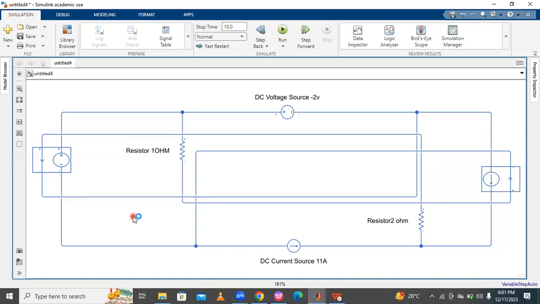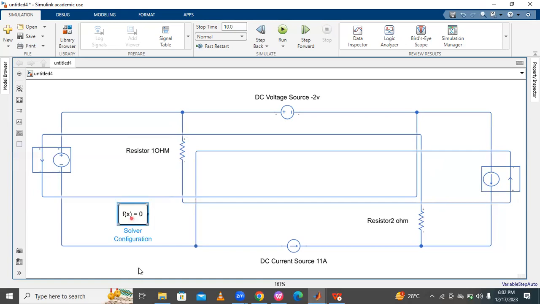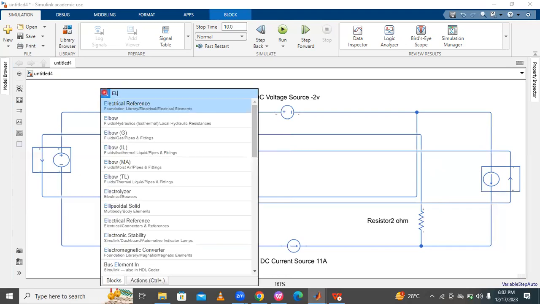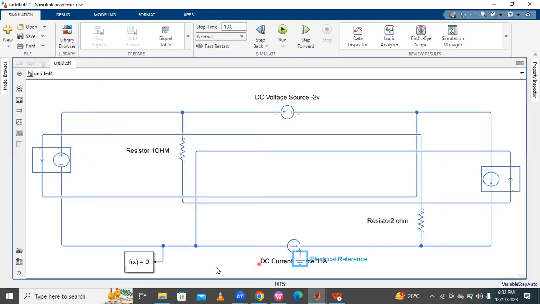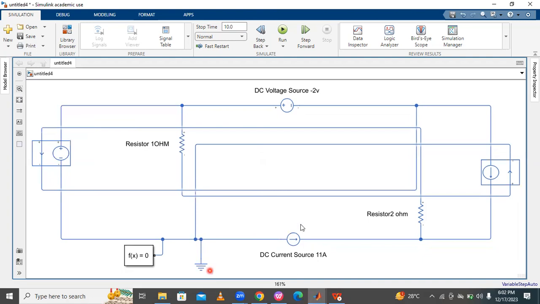Then to simulate, one solver configuration is required. Place here Solver Configuration. Next one, electrical reference. Place here electrical reference. For example, I'm assuming like this here. In some cases, if you are placing this ground here, we will get different values of voltage and current, and if you are placing it here, you will get different values. So according to the ground, the current changes across the resistor.